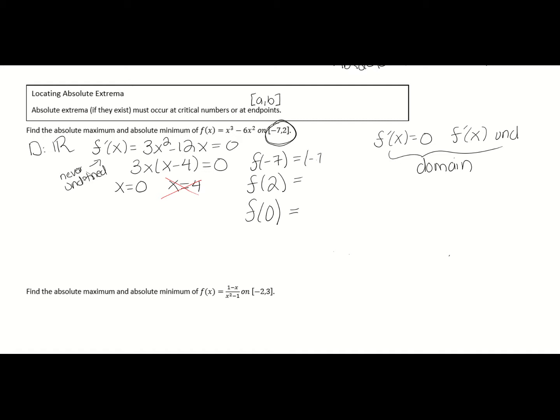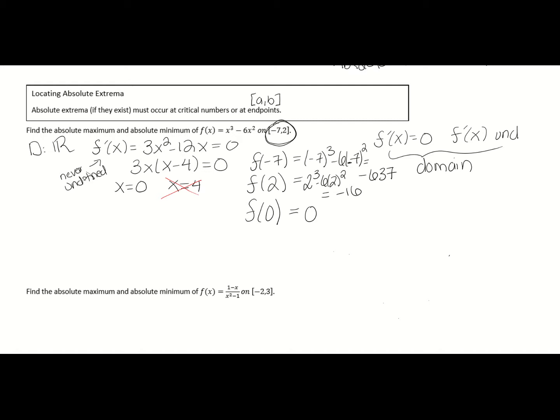So here I'll get -7 cubed minus 6 times -7 squared, and when you plug that into your handy dandy calculator, you're going to get -637. Then you're going to plug in 2 cubed minus 6 times 2 squared, and when you plug that into your calculator, it will give you -16. And when you plug in 0, the easiest, you'll get 0 because there's an x in each term.